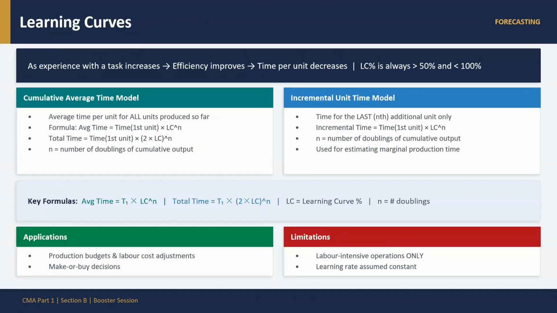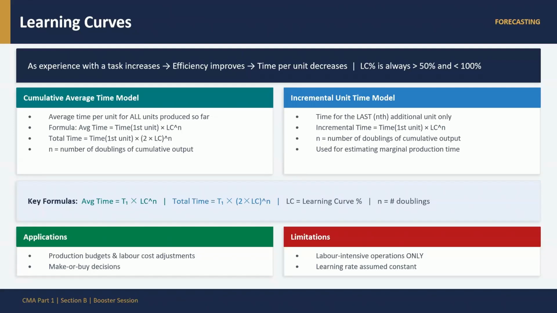5 years of experience will help them to reduce the time that they are taking for producing the products. Now it can be reduced to, let us say, half an hour for producing a product. So like this, as experience with the task increases, it improves the efficiency, and the time that we are consuming for producing a product will reduce. Okay. This concept is called the learning curve.